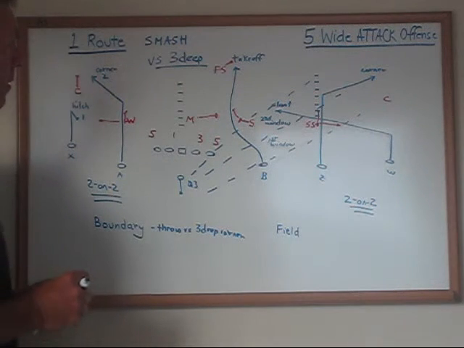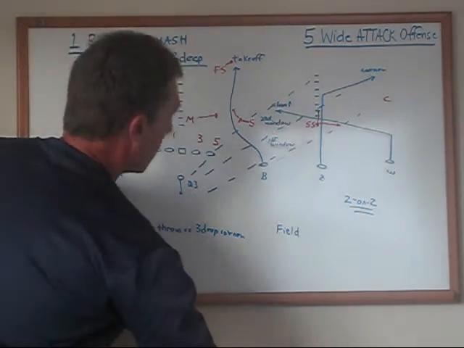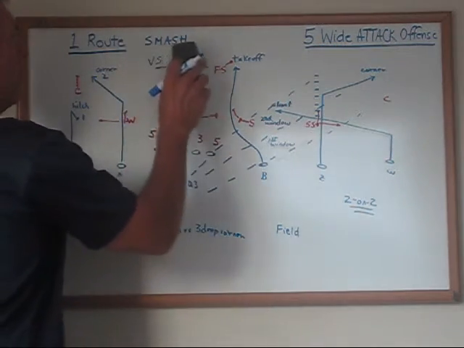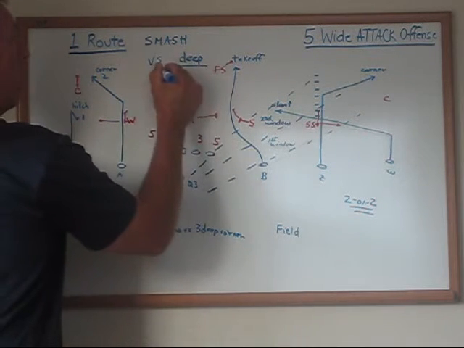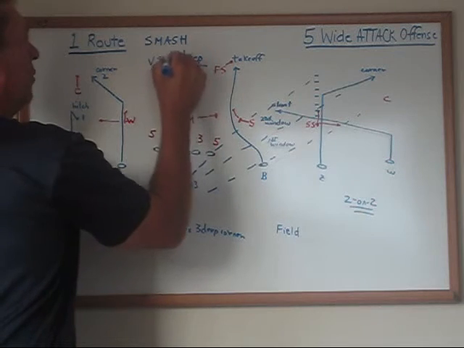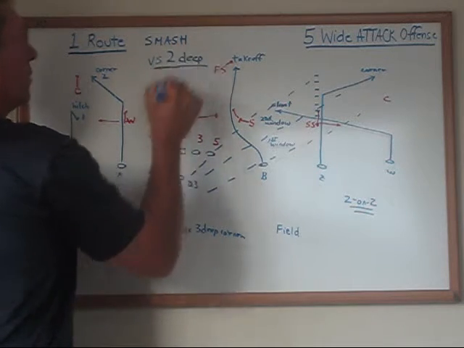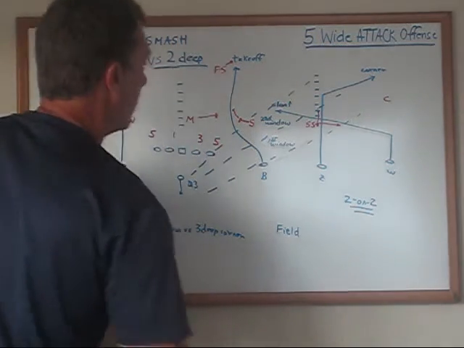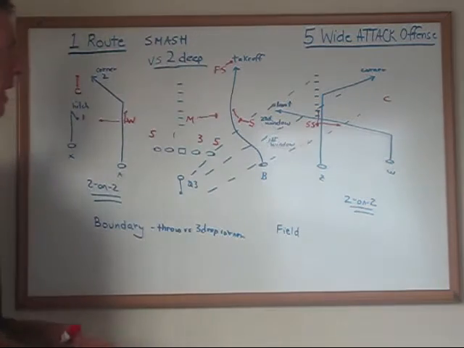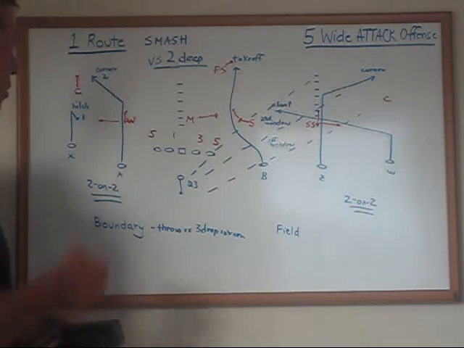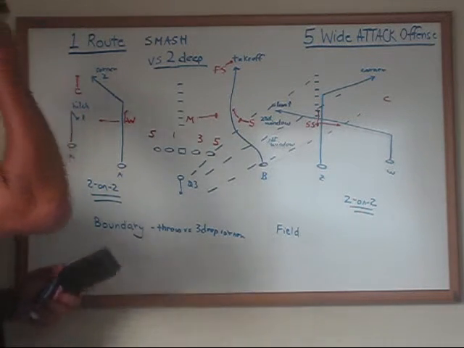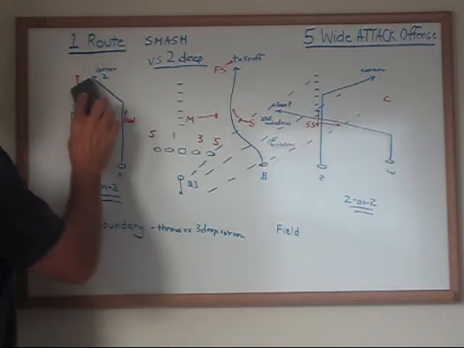We've seen the reads of the route versus 3 deep. Let's look at what happens versus 2 deep, because part of this concept of the 5 wide attack offense is the fact that you do not have to change your routes based on the coverage of the defense. You can simply keep your routes intact. Your receivers, your players know exactly what to run, and you can run them against anything.